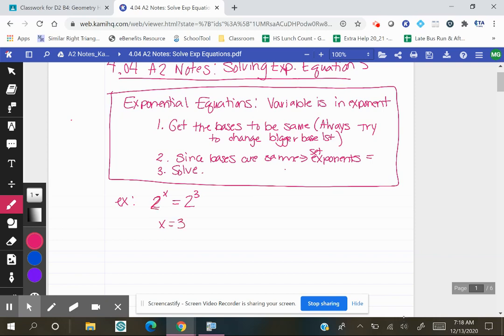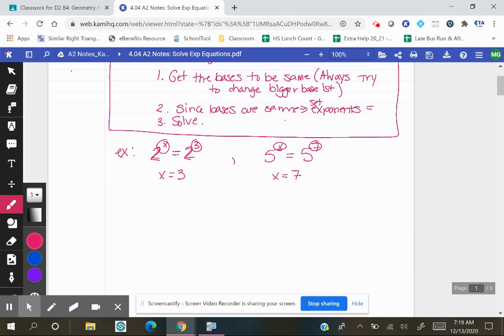So once you have the same base, you know that your exponents are going to be equal to each other. If you had 5 to the x equals 5 to the 7th, what would x be? Well, x would equal 7 because they both have a base of 5 and their exponents have to be equal, because those two values must be equal to each other.